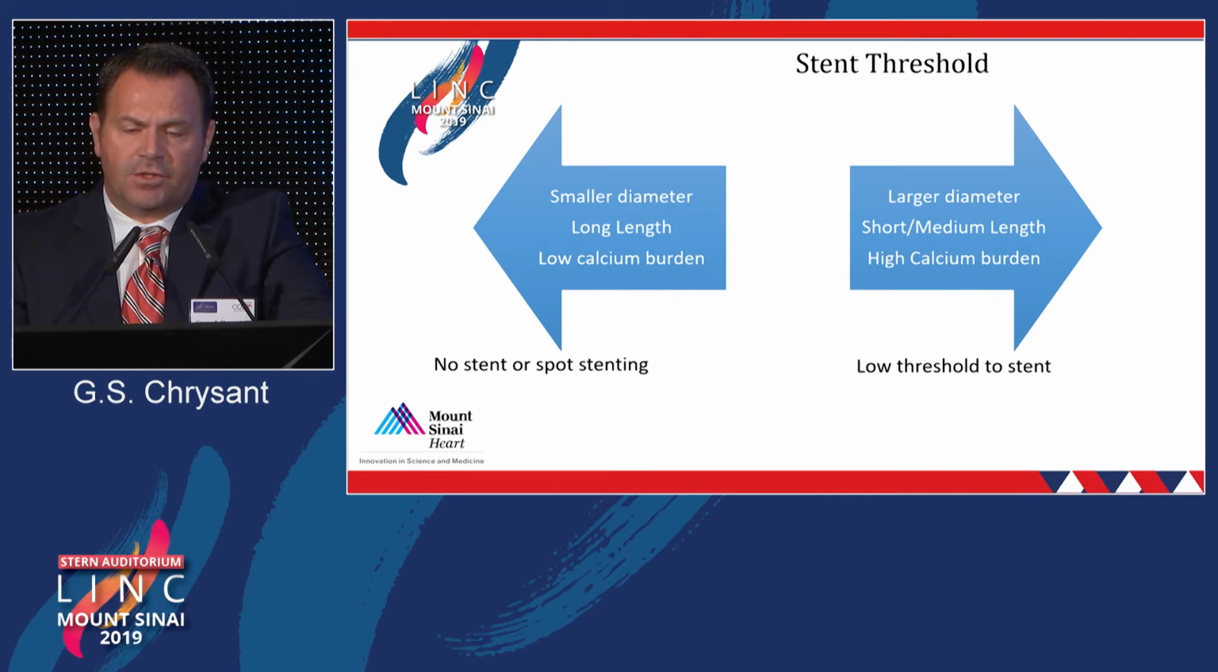In terms of stent threshold, smaller diameter vessels, long lengths, and low calcium, you kind of want to stick with DCBs. If you have heavy calcium, larger diameter, and you debulk, those are places where stents are going to work a little bit better, mainly with the larger diameter vessels.